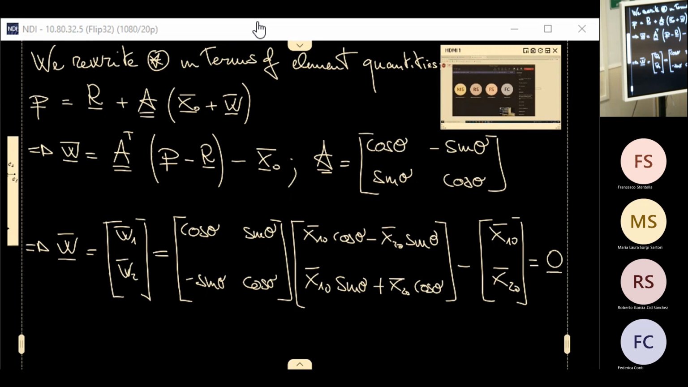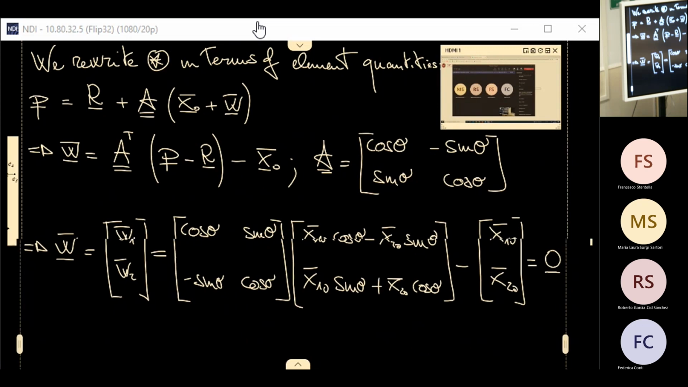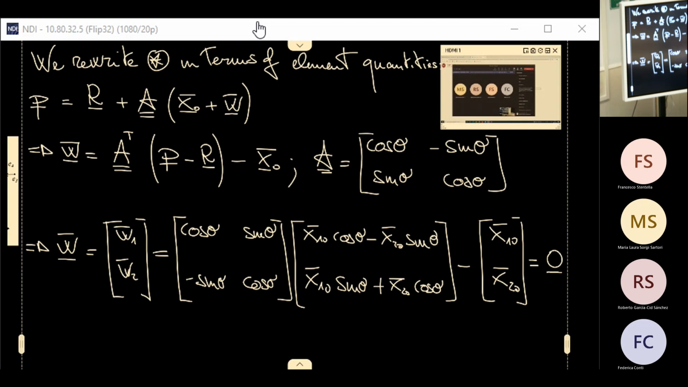Would you have expected this? Yes, this is how it should have been, no? When you have a rigid motion, there is no deformation-induced displacement, because there is no deformation, basically. No?